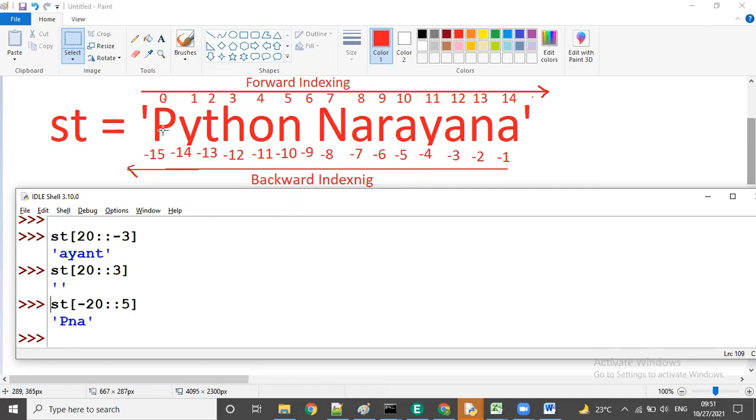Suppose I take the same one, I take the increment value minus 5, guys. Then start number outside only. Increment also going backward, guys. Then what will be the output? Is it empty or not, all of you? Empty string, okay? This is what we call indexing and slicing, guys.